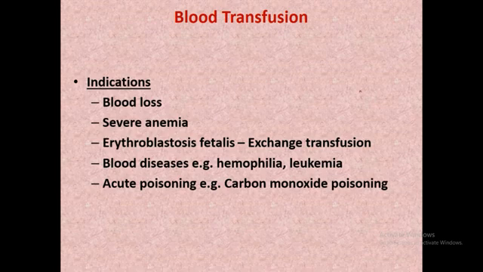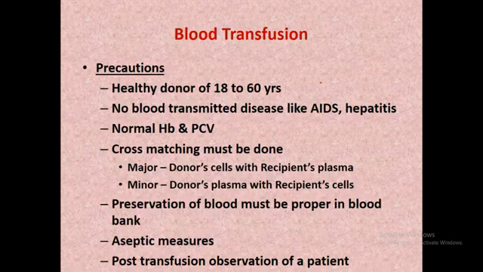So these all are the indications of blood transfusion where there is a need to transfuse the blood to the patient. Now the precautions. Which type of precautions we must take before we transfuse blood to the patient? First one, healthy donor of 18 to 60 years of age, no blood transmitted disease like AIDS, hepatitis, normal hemoglobin and PCV value. PCV means packed cell volume.